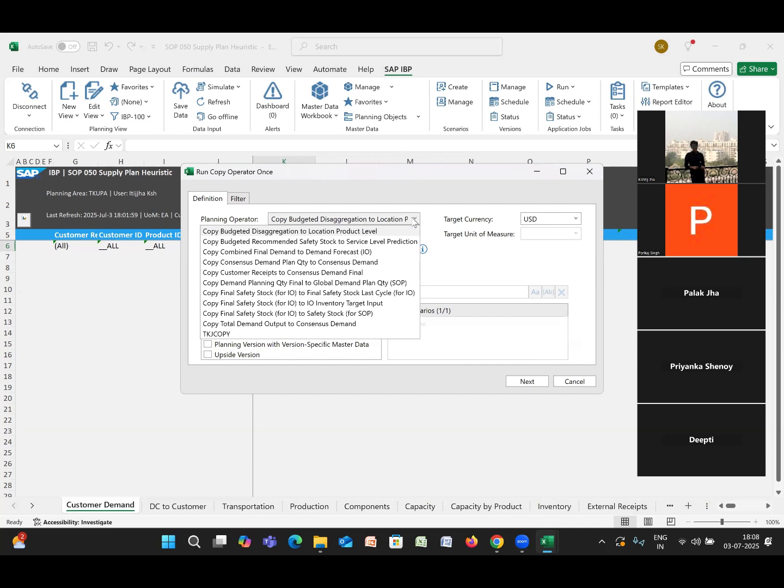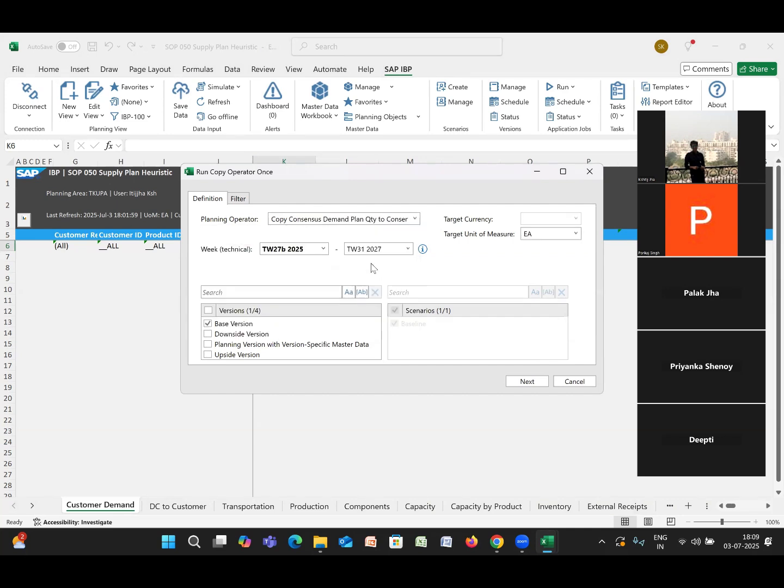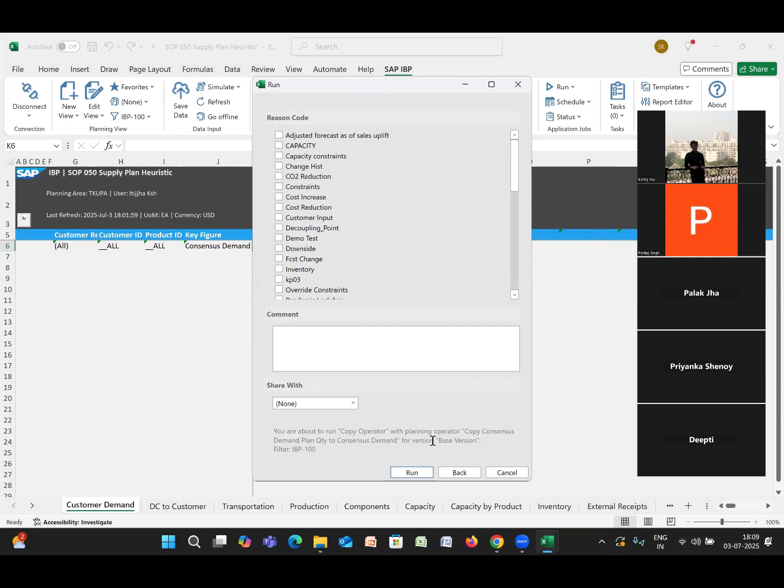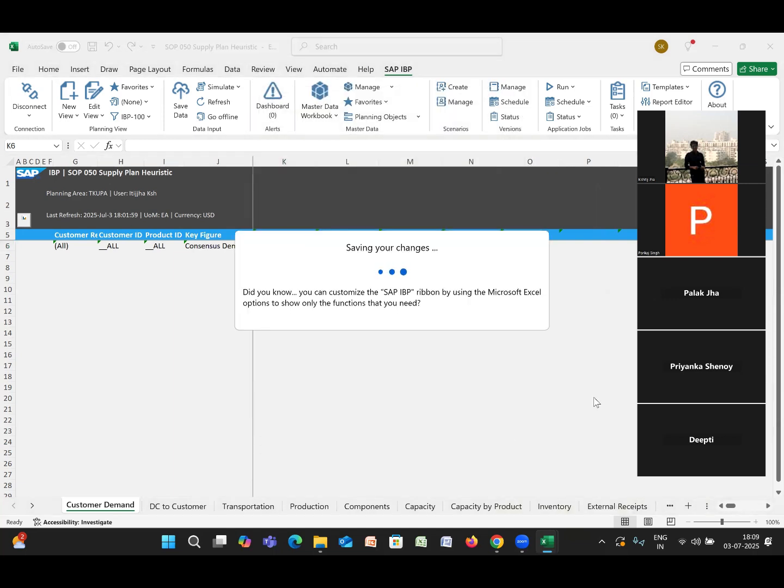Kshitij, by chance, have you uploaded all the master data for supply planning in this? Yes, I have uploaded it. Master data. Then let's see. Copy consensus data plan content to consensus. Run.